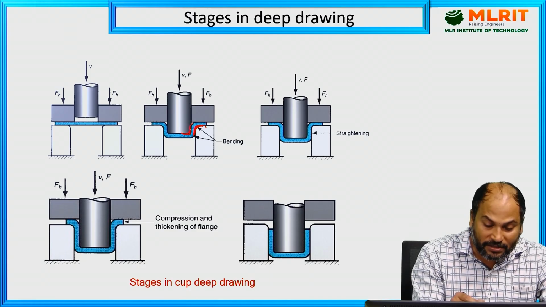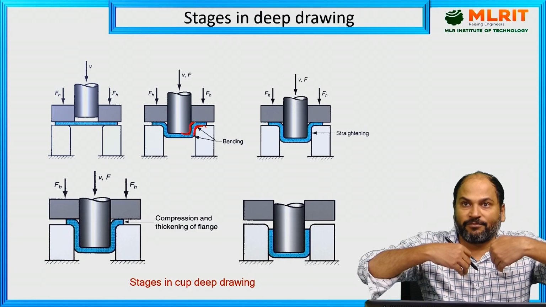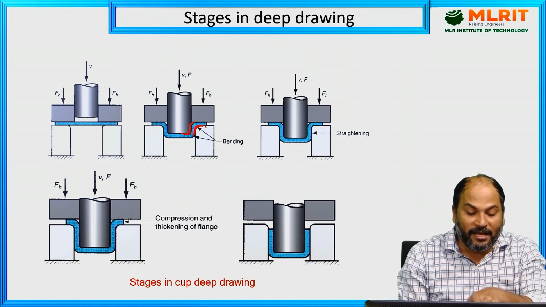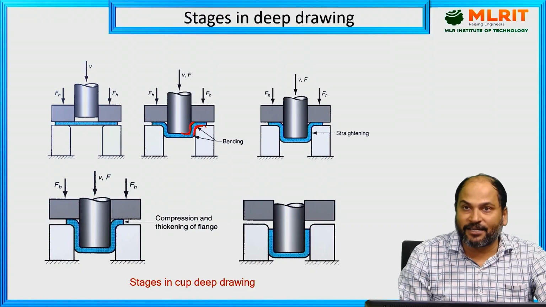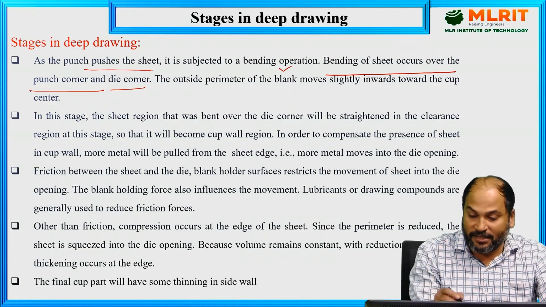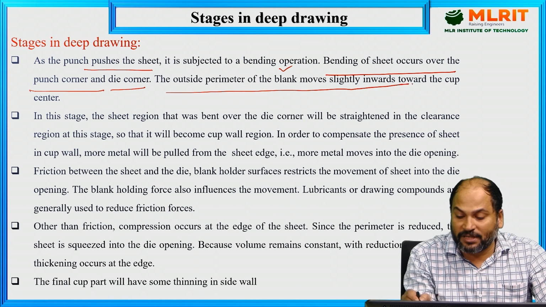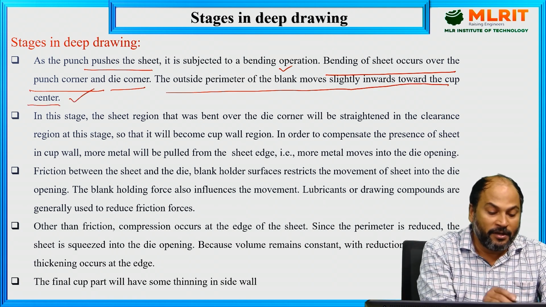So you can see, once we are pushing from the top, means applying the force over there on the blank, there will be bending at the corner on both sides. That's what has been written here. The outside perimeter of the blank moves slightly inwards towards the center.